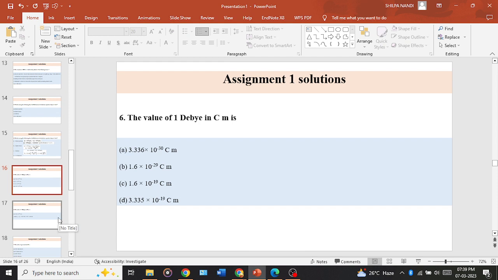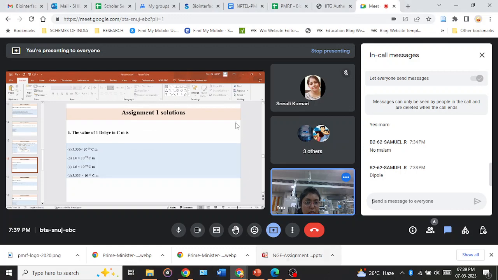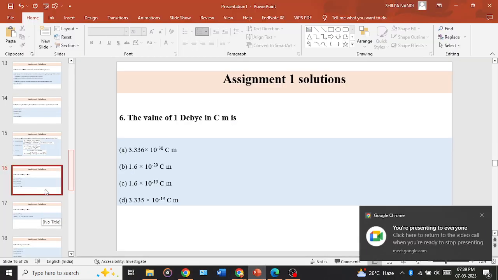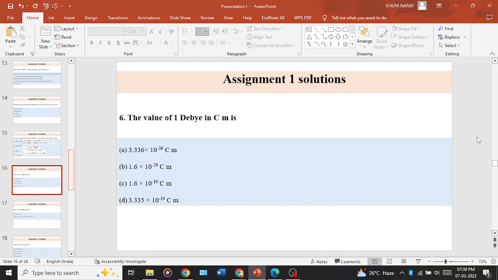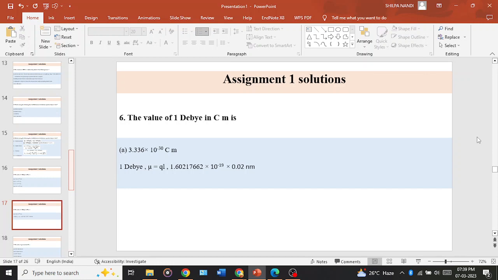Okay, fine. The correct answer for this question is option A, that is 3.336 multiplied by 10 power minus 30 coulomb meter. We'll look into how this value came for 1 debye in coulomb meter. As you know, dipole moment can be related as mu is equal to q into L, where q is the charge present and L is the length between those two charges. Mu is equal to q into L.